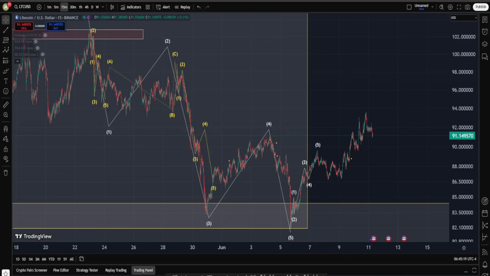Okay, hi everyone, welcome back, and in this update we are going to check out Litecoin's price chart, and I believe this is going to be a bit of an important update because we are in a very key moment right now in LTC.